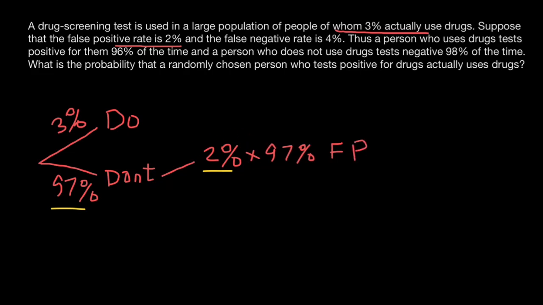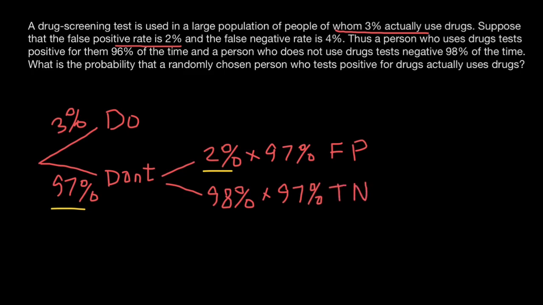If 2% would falsely test positive, that means that 98% would test negative. So they don't use drugs, and tests show that they do not use drugs. 98%. Again, we have to multiply these numbers, 98% and 97%, and this is going to be true negative.